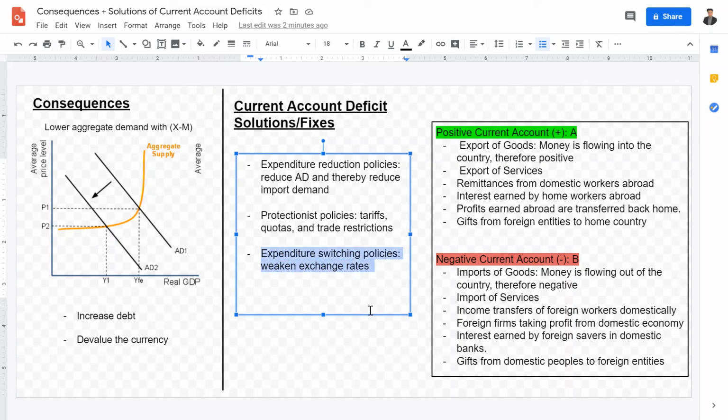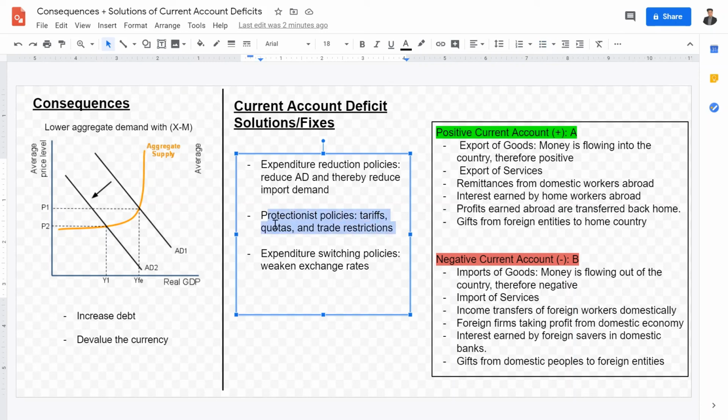Now, the second one is expenditure switching policies, which is having weaker exchange rates. Now, weaker exchange rates make domestic products more desirable, while making foreign products less desirable. However, this may be another conflict of objectives because countries may not want to lower their exchange rate.